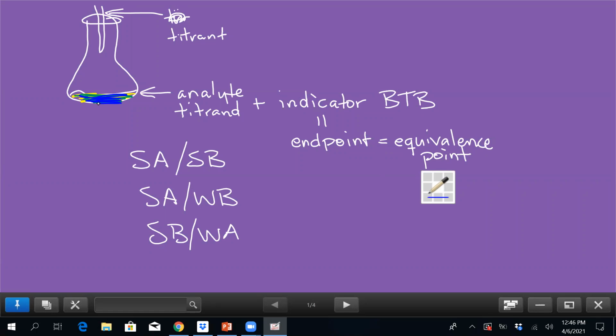Phenolphthalein. It's pronounced phenolphthalein, the second ph is silent. Phenol and then phthalein. It's weird. All right, so phenolphthalein is colorless in an acid.